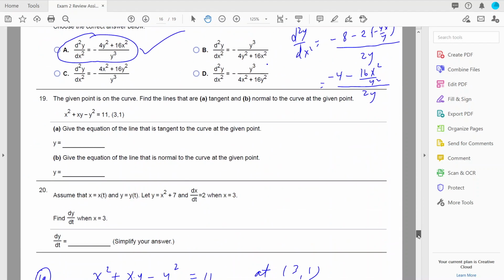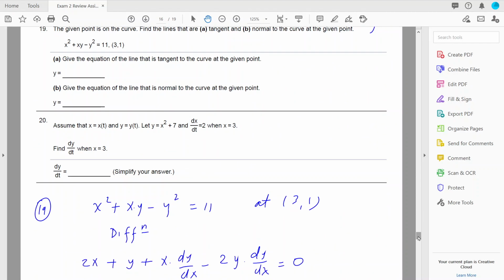Let's go to problem 20. Assume that x is a function of time and y is also a function of time. Here in this case it's t, it might be time. So here we are given the relation between y and x, and we are also given the derivative of x with respect to t when x is 3. Now we need to find the derivative of y with respect to t.